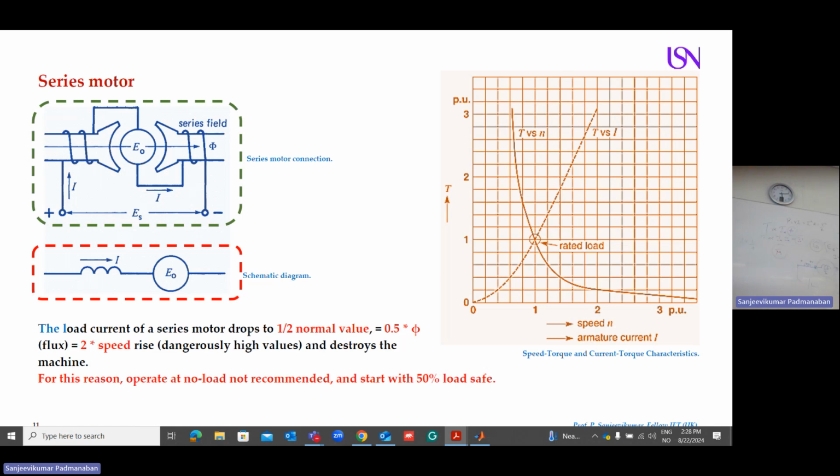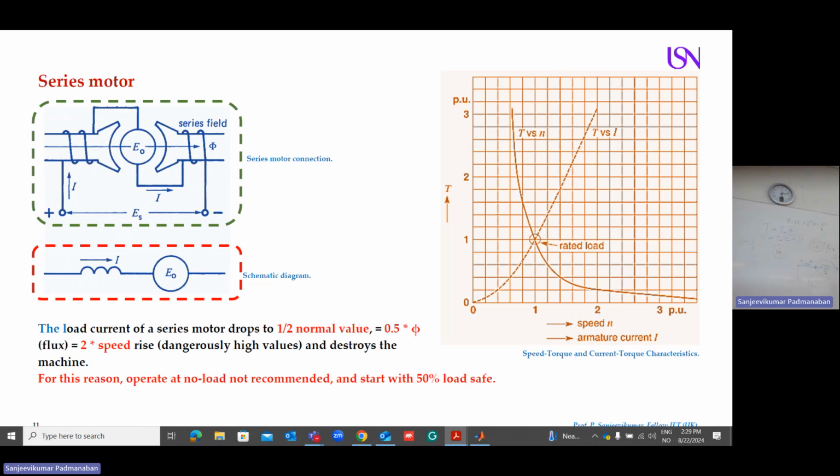This is the reason. As the speed increases, you can have a look: near 300 times the speed, your torque comes very near to zero. So the starting speed of your series motor is very, very high. You need to put a lot of load to bring down the speed.